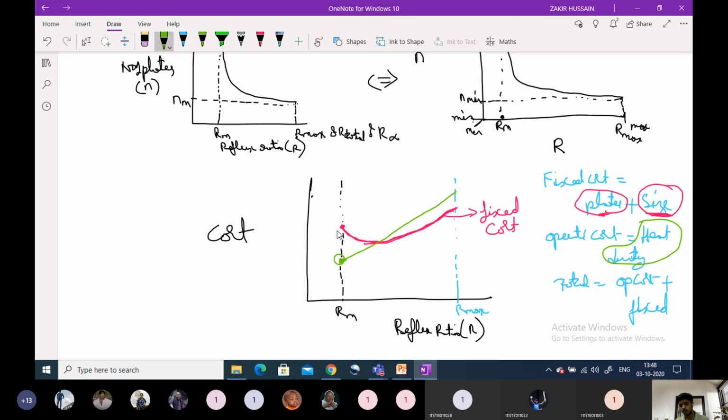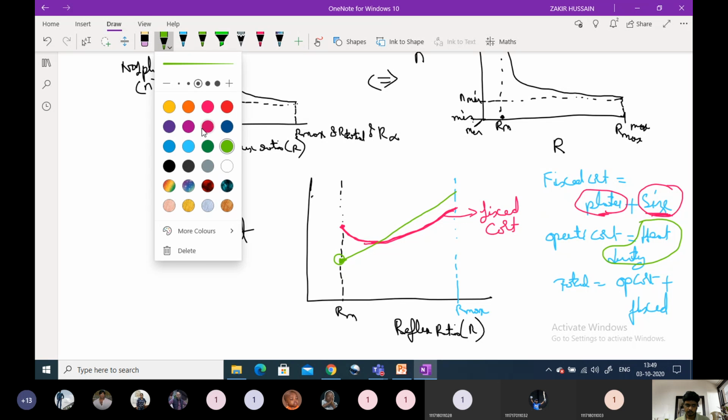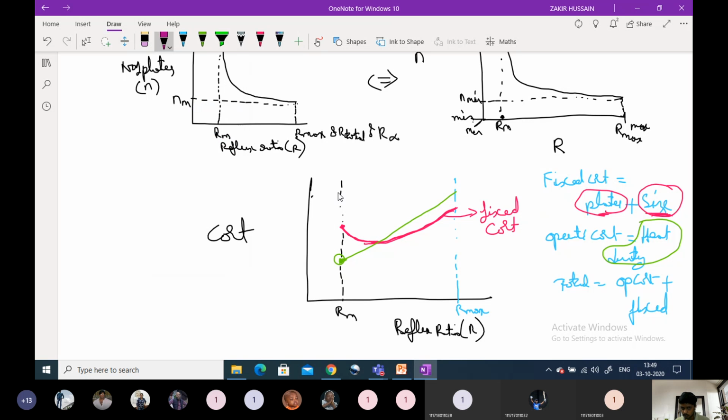Then what about the fixed cost? Fixed cost is nothing but the sum of these two costs. So the sum of these two costs means, compared to these two costs, the total cost will be high. This is the total cost. Initially, at minimum reflux ratio, the total cost will be very high. See, here it is decreasing and here it is increasing. Compared to this decrease, this is nothing. So because of this, the total cost will pass through a minima, like this.